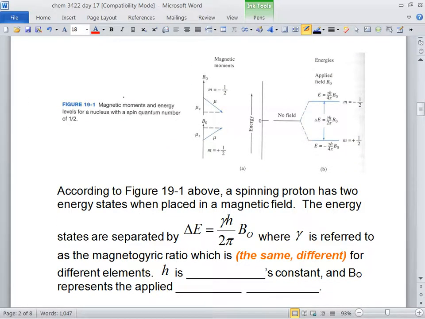Right? So either there's two states, one higher, one lower. Either the little magnet's lined up with the field or it's lined against it. So that's why you have these two states.